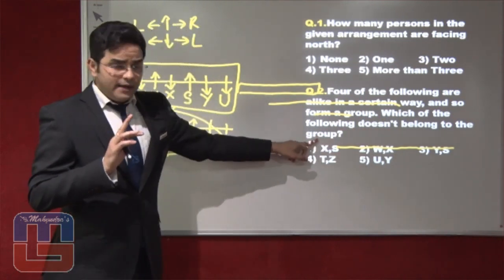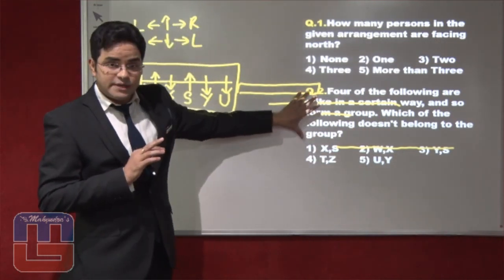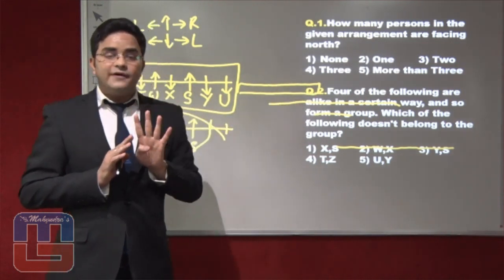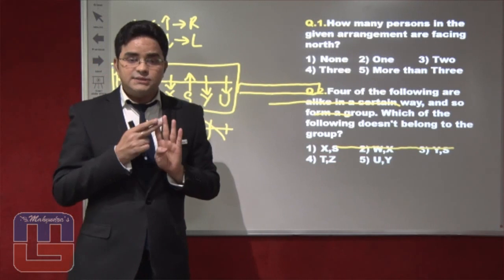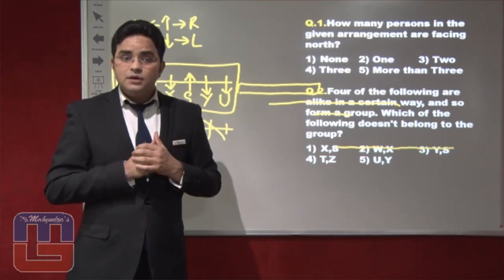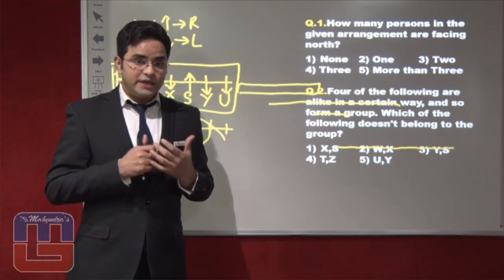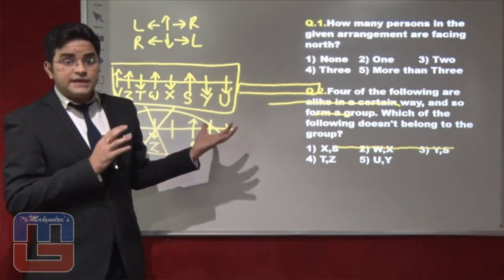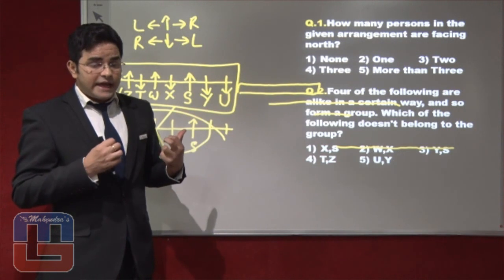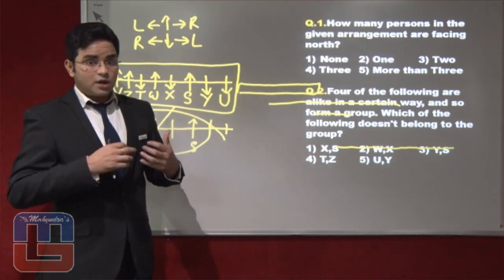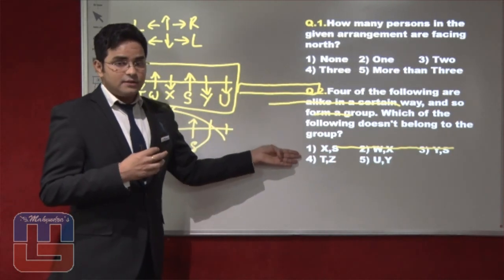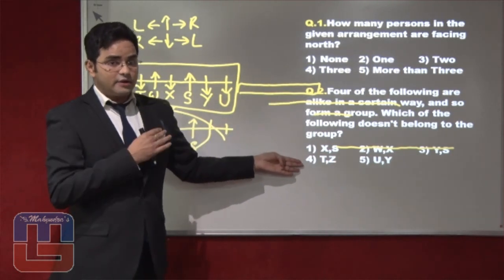Okay. Why I'm saying to solve this question first? Because it is saying that four of them are making a group. They are alike, and one of them does not belong to that group. This question always helps to find whether the diagram of the seating arrangement or puzzle is right or wrong. So it is better to solve this one first, because this will verify whether you have drawn the right diagram or not.